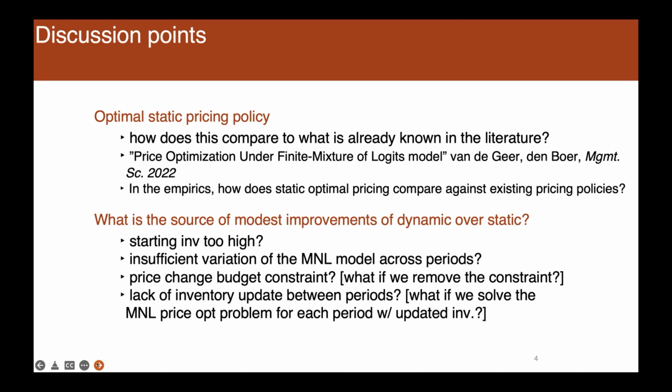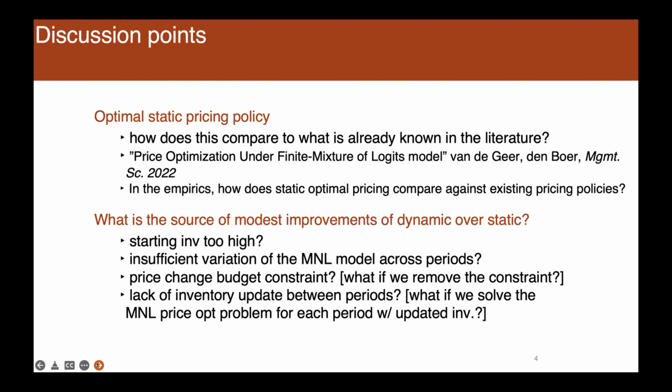Yet, we are not seeing much of an improvement of dynamic over static. So which leads me to believe, maybe in the simulation, the starting inventory is too high. In the paper, they mentioned that they set, I think, about 90% of the inventory as available, which is probably true in grocery settings. But maybe there are some product categories where there are more frequent stockouts, right? So one possibility could be maybe we should focus on categories where the inventory is not that high.